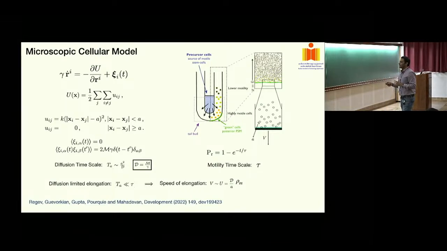Using some dimensional analysis, one can actually get a speed of elongation, and that is going to be related to the local density close to the tail bud multiplied by D, and a is the size of the particles, the cell size in this case.